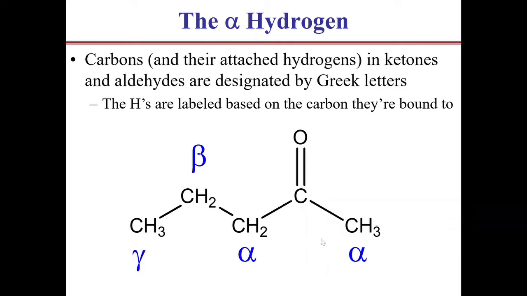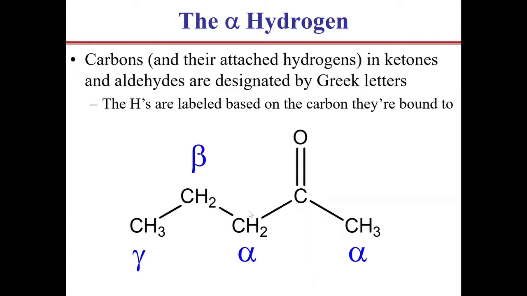So there are 2 alpha carbons right here, 5 alpha hydrogens, then there's 1 beta carbon and 2 beta hydrogens, and then the gamma position here, which we rarely need to talk about. Most of the chemistry is going to occur at the alpha position, with some interesting things that occur at the beta position from time to time.